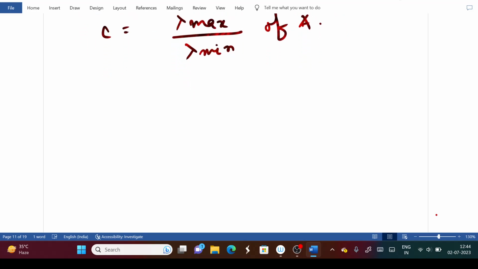Now question number 15 from the book. What is it telling us?